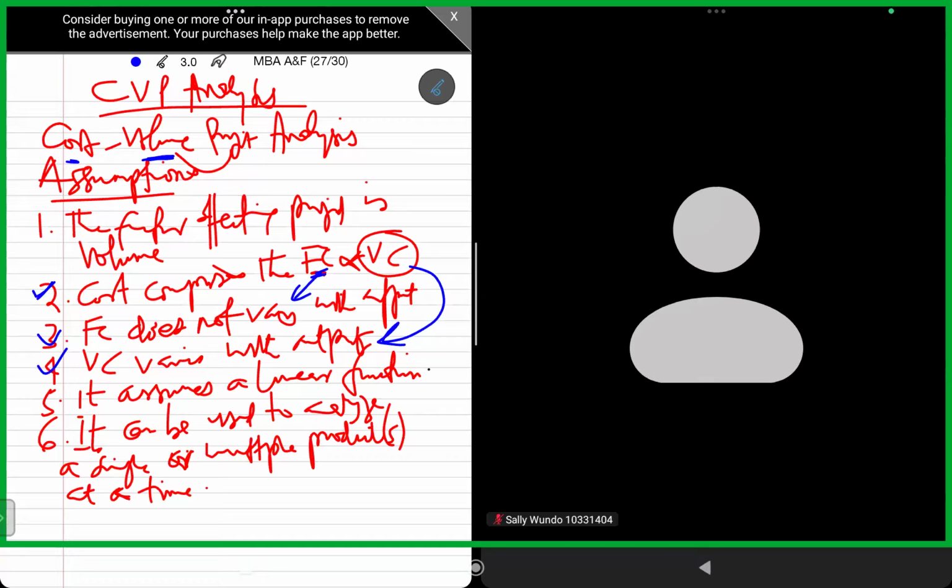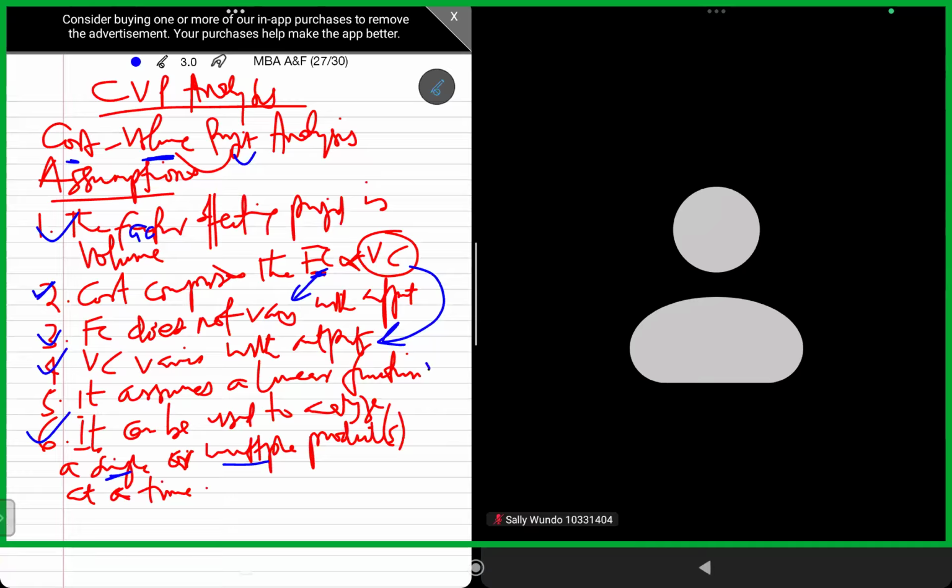So volume, it says that it can be used to analyze a single or multiple product at a time. So volume goes with number 6. It can be used to analyze a single, that is one product, or multiple products at a time. Then we go with the profit. Profit, we will say the factor affecting profit is volume. That's the profit for number 1. Then we can add number 5.